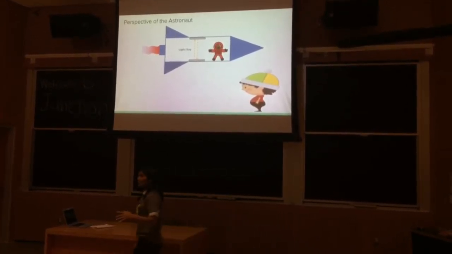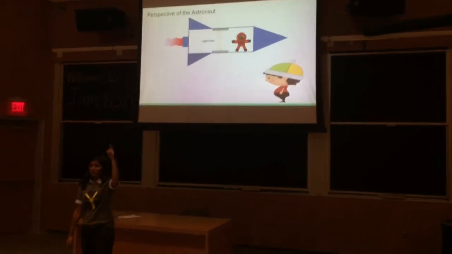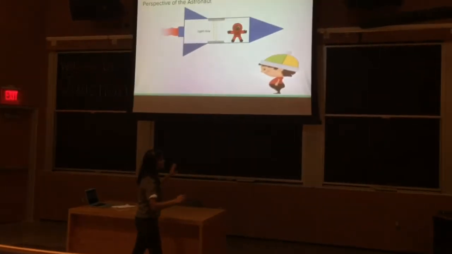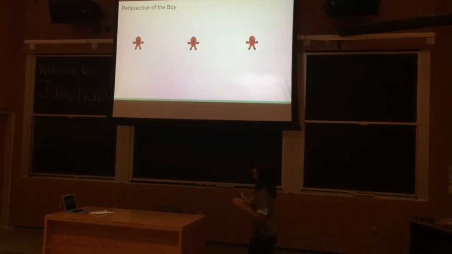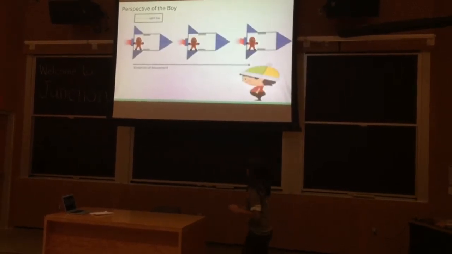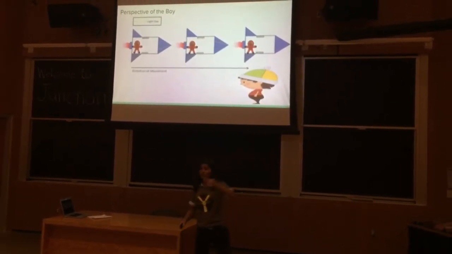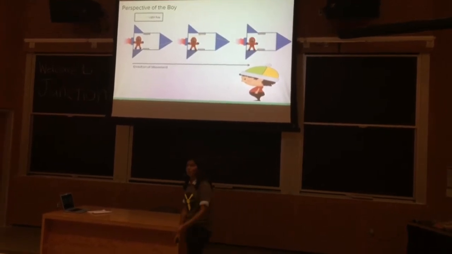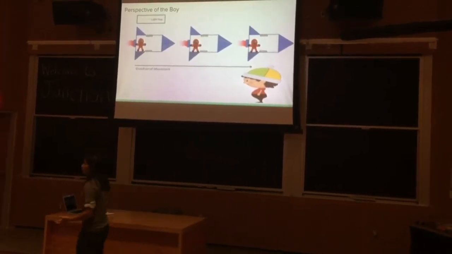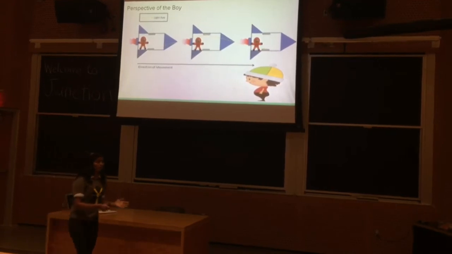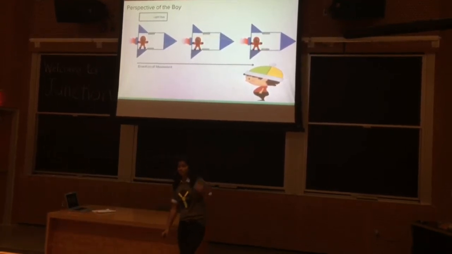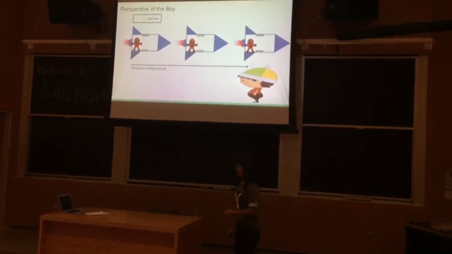So the perspective of the astronaut is that the light moves up and down, all right? So that's his perspective. But the perspective of the boy is that he sees the light actually moving a longer distance to reach the endpoint than what the astronaut sees. So how can this be possible? How can light travel a longer distance to reach its endpoint than what the astronaut saw?